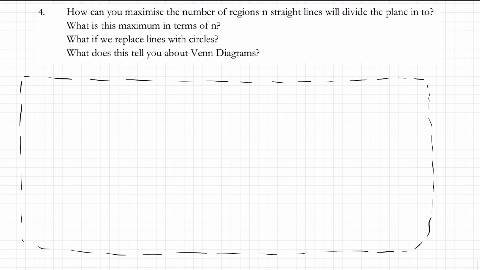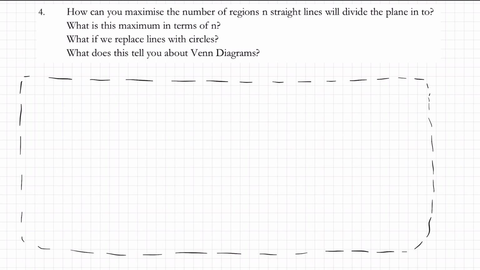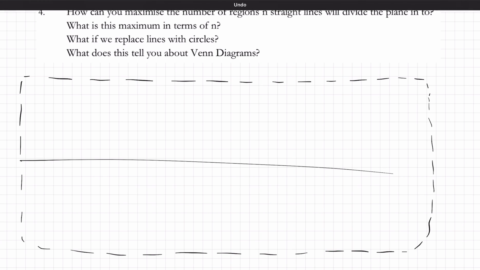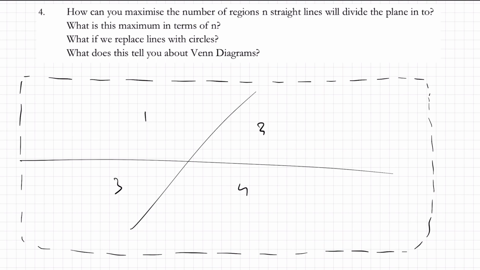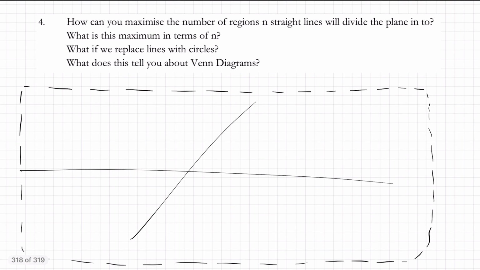So if n was 1, I suppose the answer is always just 2. It divides a plane into 2 regions. If n is 2, then the answer is 4, unless they are parallel, because then you'd get 3 regions. So if they're not parallel, then it's going to give you 4 regions. Okay. And if n is 3 now, I suppose this is where it gets a bit weird.